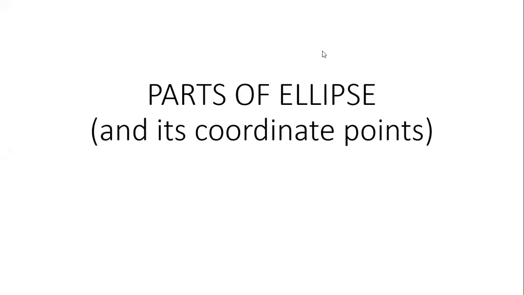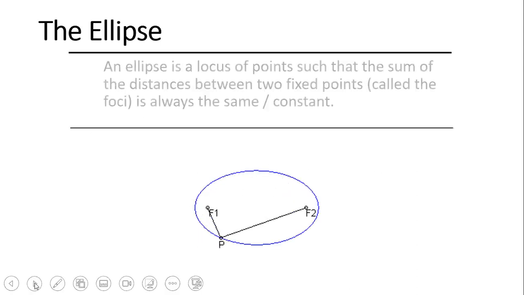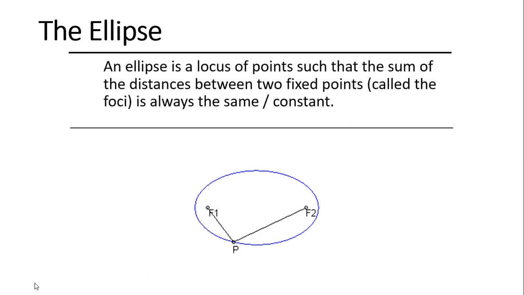Hello guys, so this time, kukunin naman natin ang coordinate points of ellipse. But before that, tignan natin yung definition of ellipse. So, it is also a locus of points such that the sum of distances between the two fixed points is called the foci, is always the same or constant.